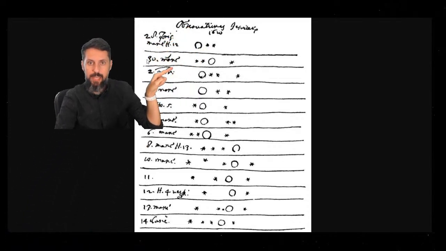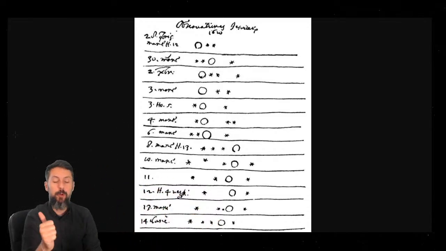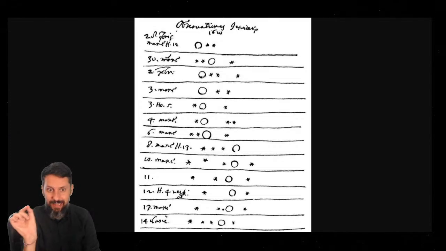So anyway, you see here, all these descriptions, you know, the date and when he did it, all this. What he discovered was that Jupiter wasn't just sitting there by itself. It had little things going around it.